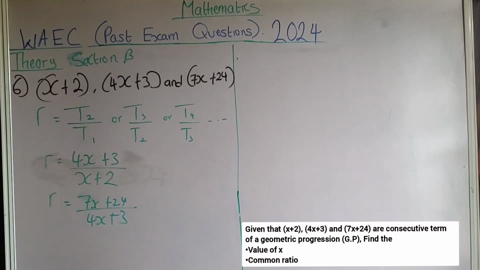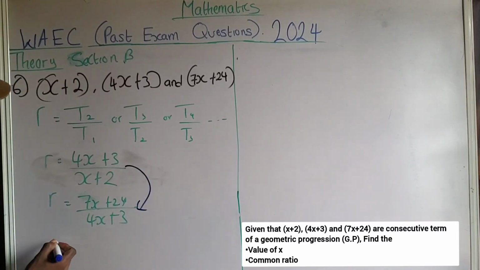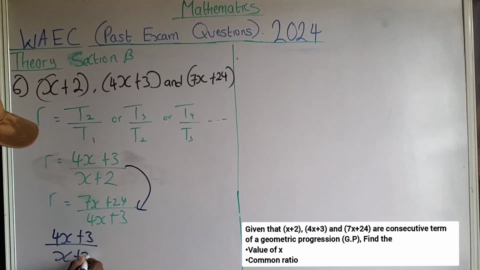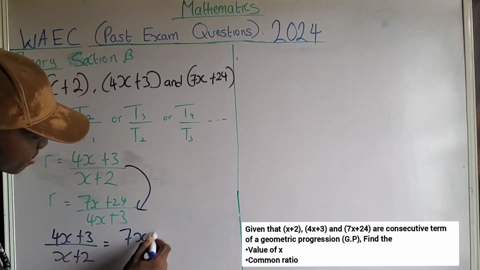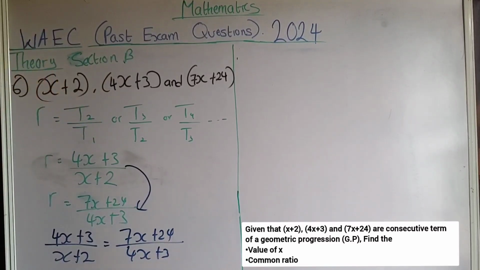Okay, you can see now. Because in a geometric progression, no matter the term that you use, you are going to obtain the same common ratio. You understand? That means that we can set this equal to this. So I'm going to have (4x + 3) over (x + 2) equals (7x + 24) over (4x + 3). I'm very sure you understand how I got that. If you didn't understand, maybe you should reverse the video and listen to the explanation again.